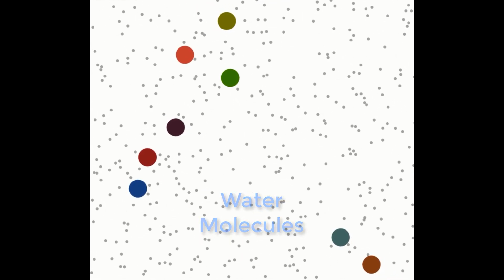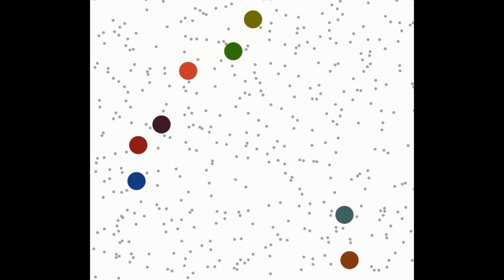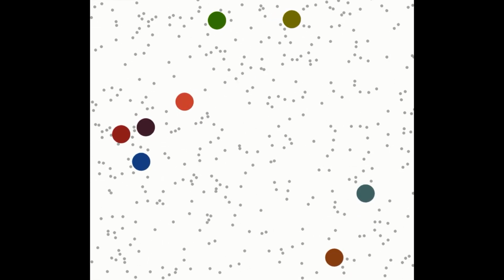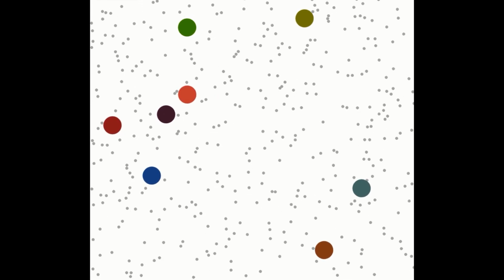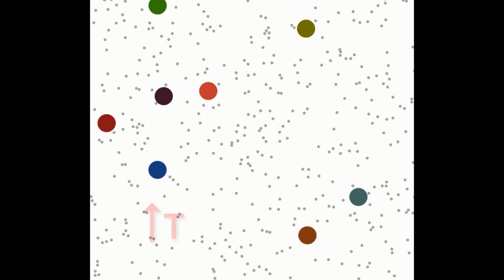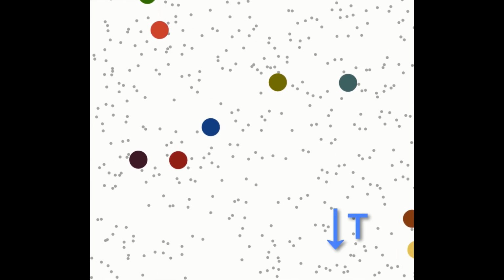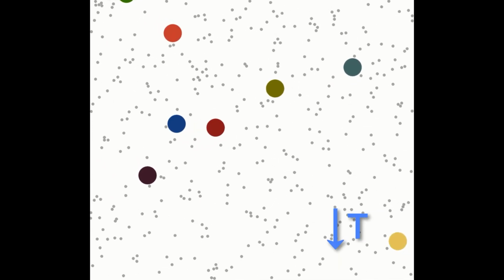Different properties of the medium can lead to differences in the observed Brownian movement. For example, if the temperature goes up, the water molecules move faster, and the particles will move faster as well. Conversely, if the temperature goes down, the water molecules move slower, and the particles move slower.